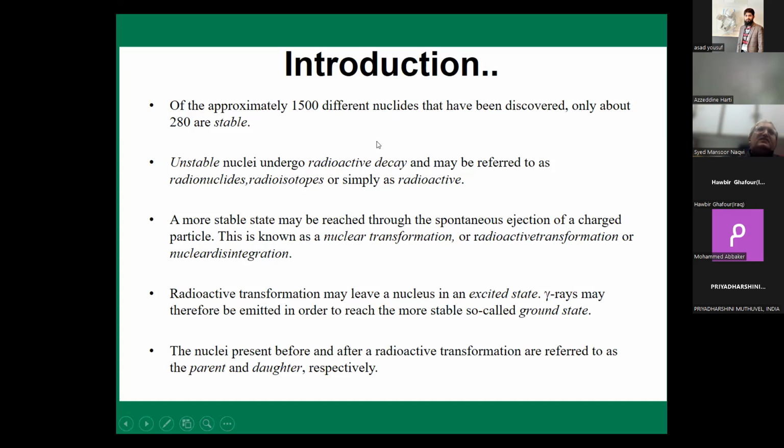So there are 1500 different nuclides which are discovered, and out of them only 280 are stable. Unstable nuclides are those which we generally refer to as radioisotopes or radioactive material. Most of the stability is attained through nuclear transformations, which we also call nuclear transmutations, in such cases when the nucleus loses mass for getting stability. So that is the basic introduction of that.